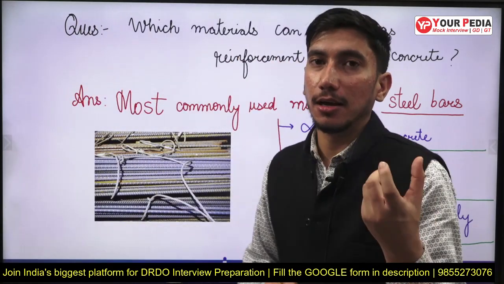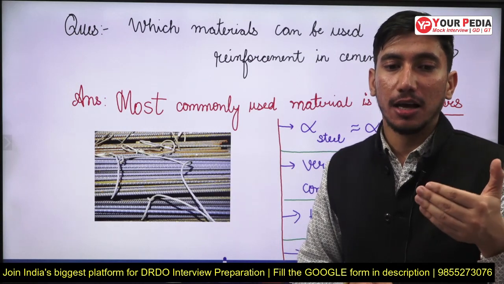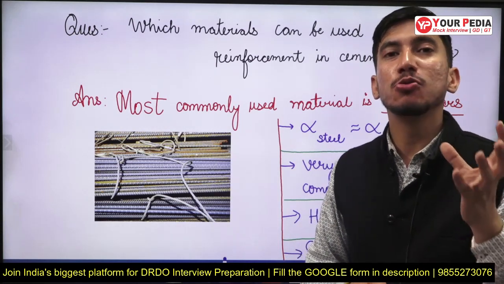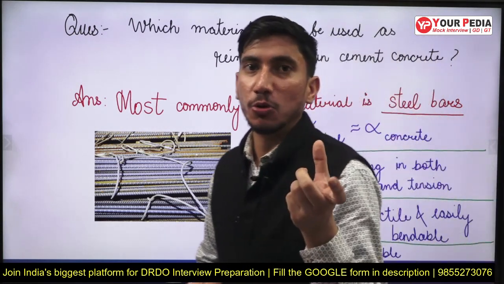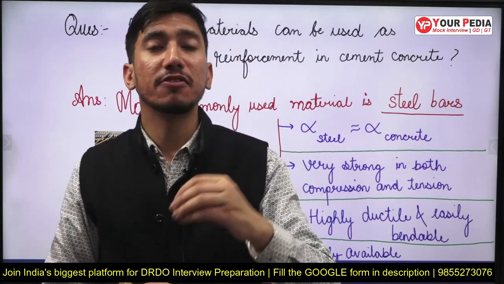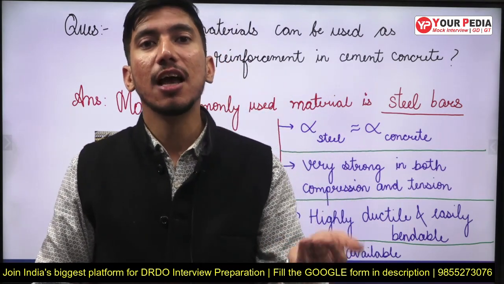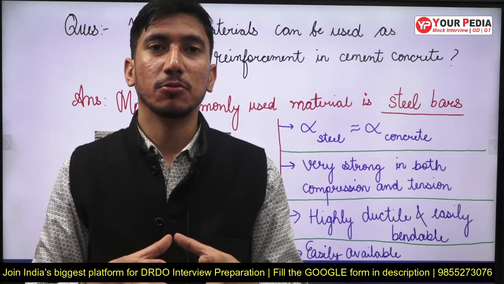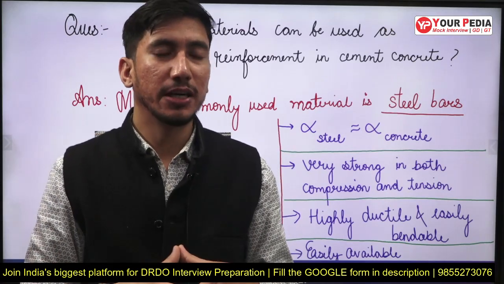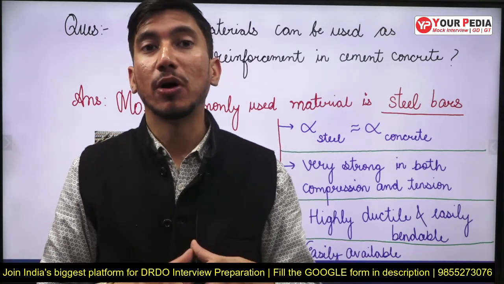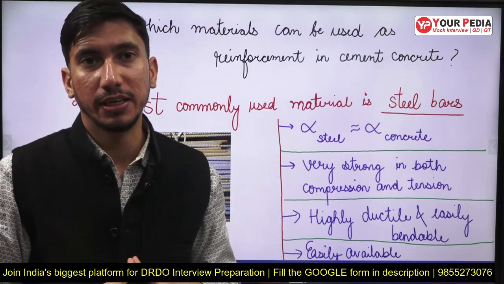So steel was identified as one of the materials whose alpha value, or coefficient of thermal expansion, is very close to the alpha value of concrete. For concrete it is about 1 into 10 raised to power minus 5 per degree Celsius. For steel it is about 1.2 into 10 raised to power minus 5 per degree Celsius.